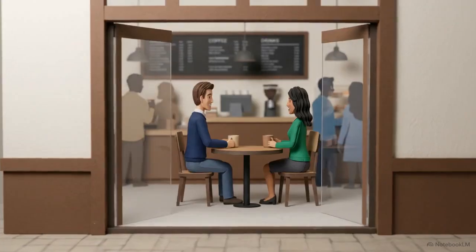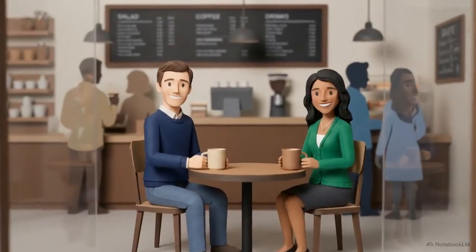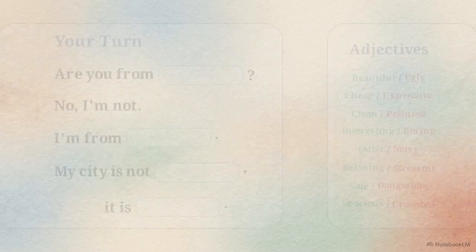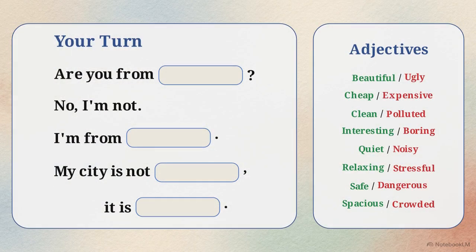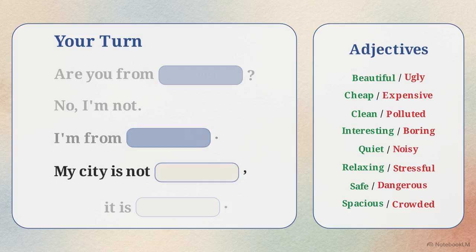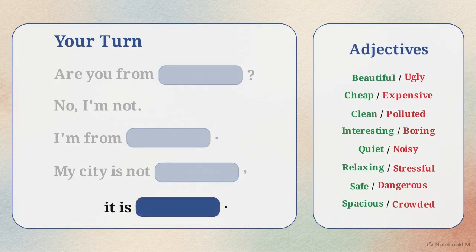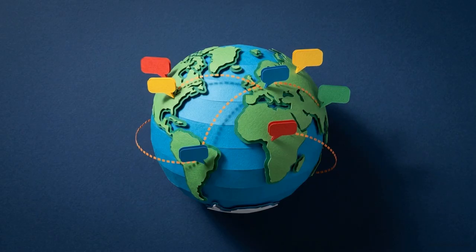Now it's your turn. Imagine you're walking back into that same busy coffee shop to meet David and Beth. Try filling in these blanks with your own information. Are you from blank? No, I'm not. I'm from blank. My city is not blank. It is blank. Once you can fill in those blanks, you're ready to start a conversation with anyone you meet, anywhere in the world.